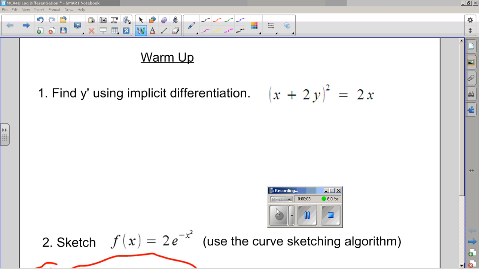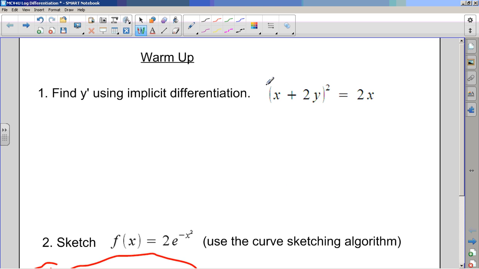Hello there, MCV4U folks. Today's lesson is on logarithmic differentiation. Now we do have a fairly big warm-up here. The first one is a reminder of how to take the derivative implicitly, and actually that's going to be a big skill that we get into today.